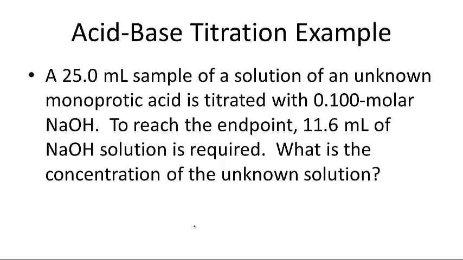All right, so simple acid-base titration. In an acid-base titration, you're usually adding an acid to a base or adding a base to an acid. In this case, it says a 25 milliliter sample of a solution of an unknown monoprotic acid is titrated with 0.1 molar NaOH. To reach the endpoint, 11.6 milliliters of NaOH solution is required. What is the concentration of the unknown solution?